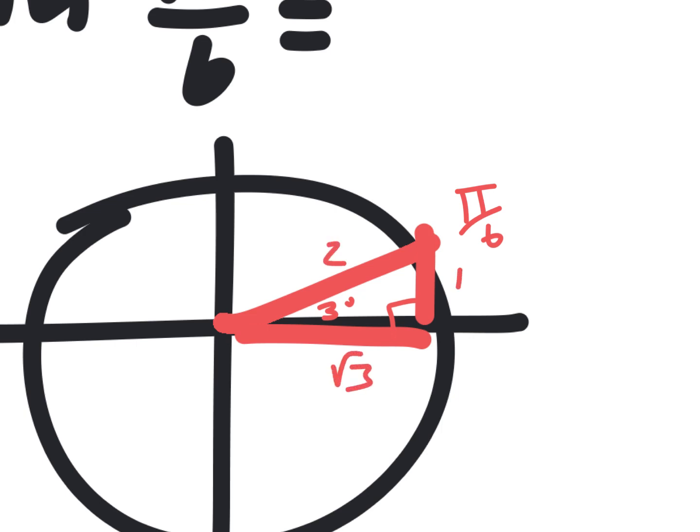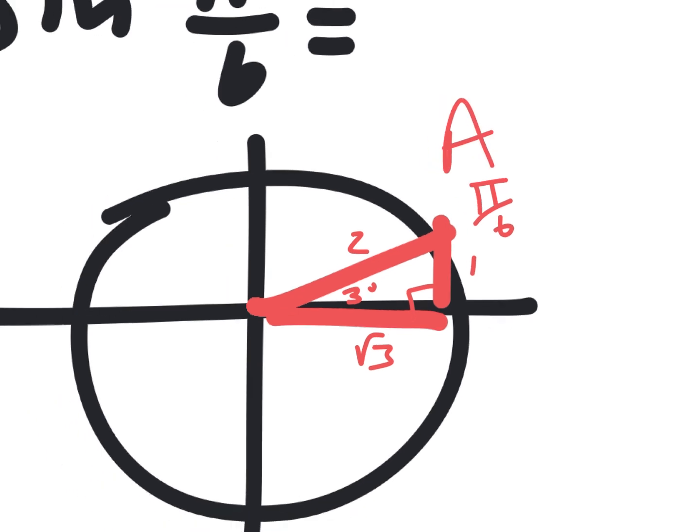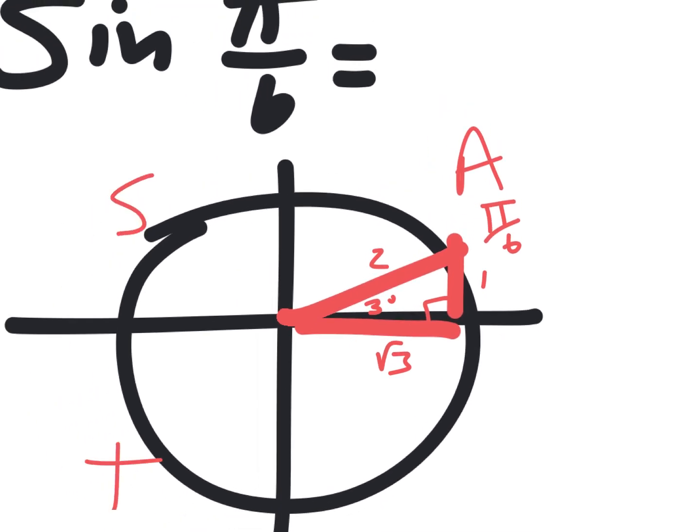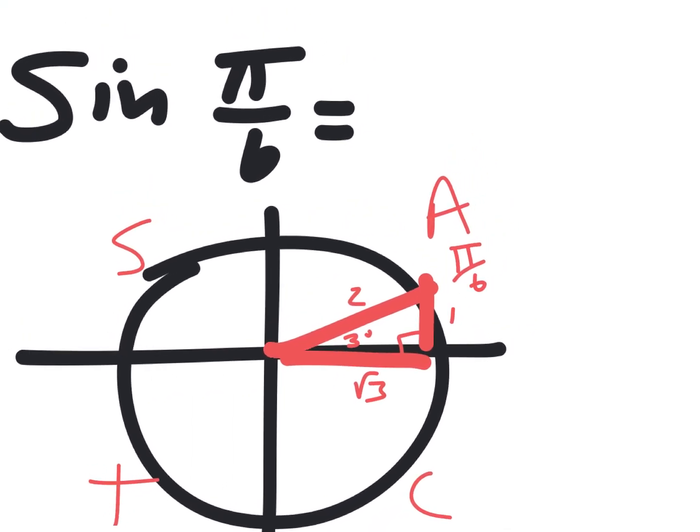And there's no negatives because we're in the all students take calc, the A quadrant, all positive. So all of the functions, sine, cosine, and tangent, are positive there. So sine is the opposite over hypotenuse, so it's 1 over 2. Once you get the triangle drawn, it's so easy.